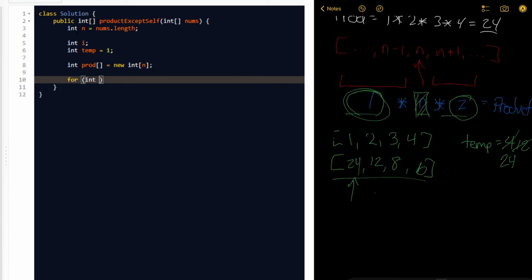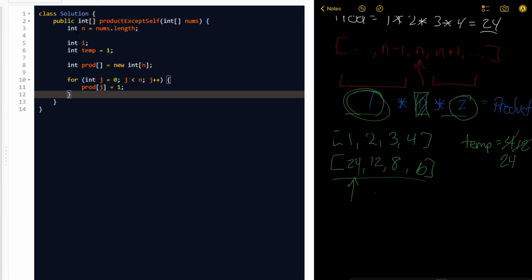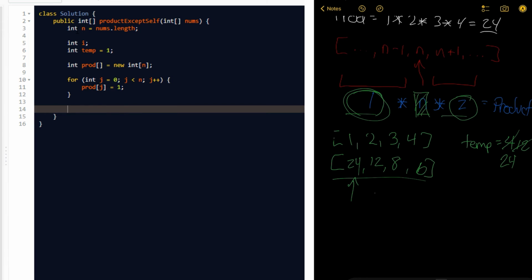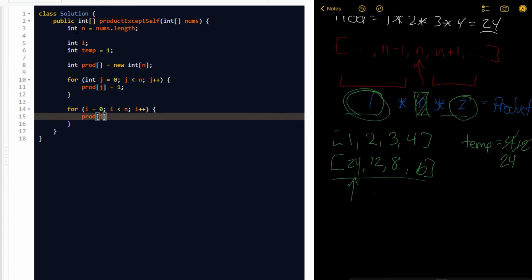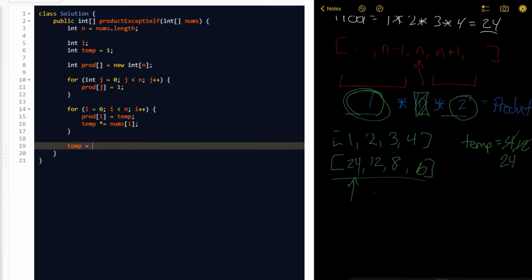So now let's fill that array up with 1s. j++, and then prod j is equal to 1. Okay. So now we're going to work on the part of the algorithm that's going to give us that group 1 that we were talking about earlier. So in order to do that, we'd want to create another for loop, and we would iterate through the length of the array. And we would take the product array index i, and set that to be temp. Then we would take temp and multiply that with our nums array at index i. Then we would just set temp back to 1 to clear our values.